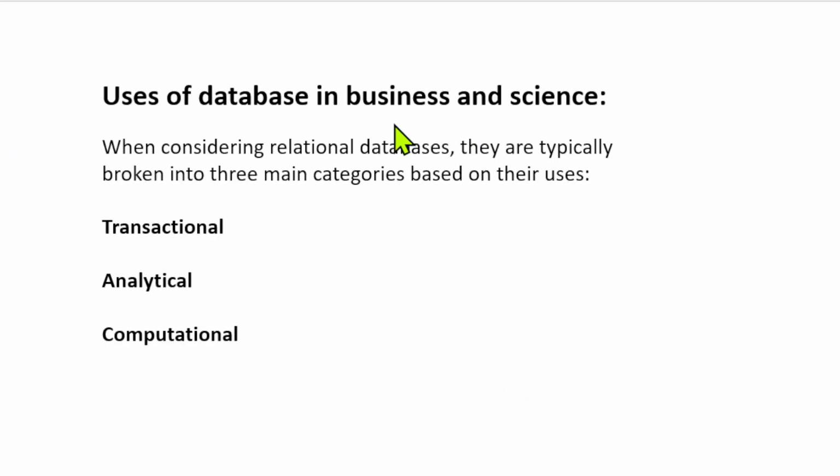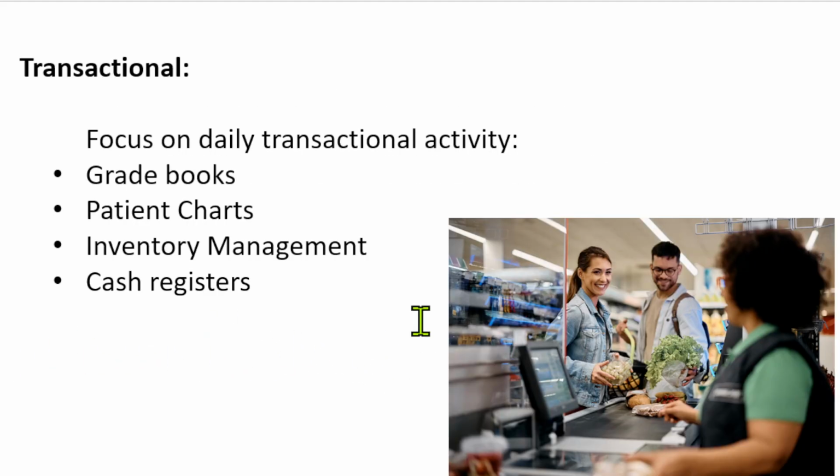Uses of databases in business and science. I typically break it down into these three uses. Transactional and analytical are the two most common you will see, and computational, which unless you work in research or special scientific things, you're probably never going to see. So transactional focuses on daily transactional activity. Think of your grade books, patient charts, inventory management, cash registers. They're designed to be written to constantly throughout the day. For that case, they need to have fast writing speeds.